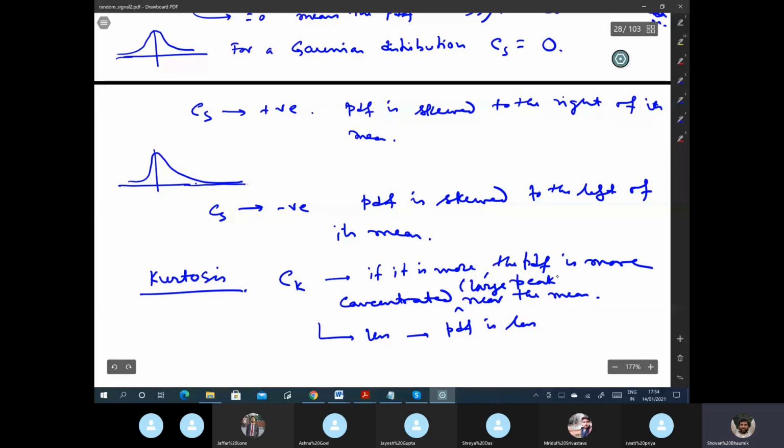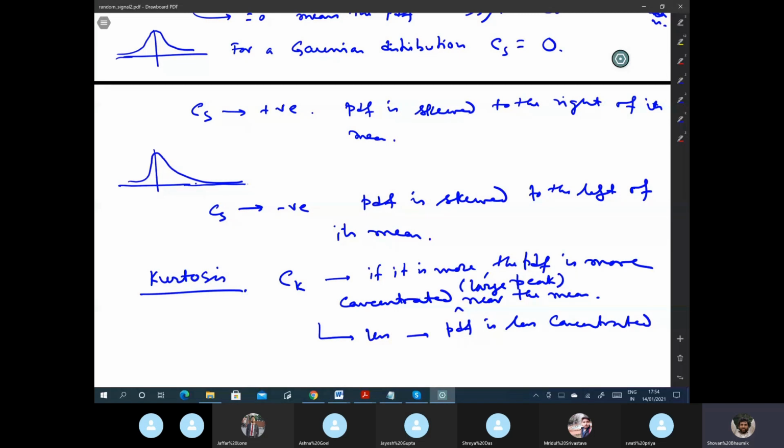So now what did we learn? We learned the central moments. The central moment of order 0 has no meaning because it is 1. The central moment of order 1 also has no meaning because it is always 0. The central moment of order 2 has a meaning, and its physical interpretation is variance. The larger it is, the more spread the PDF is. The smaller it is, the less spread the PDF is.